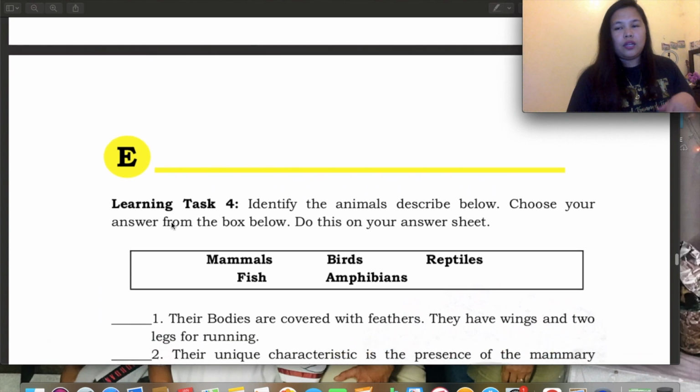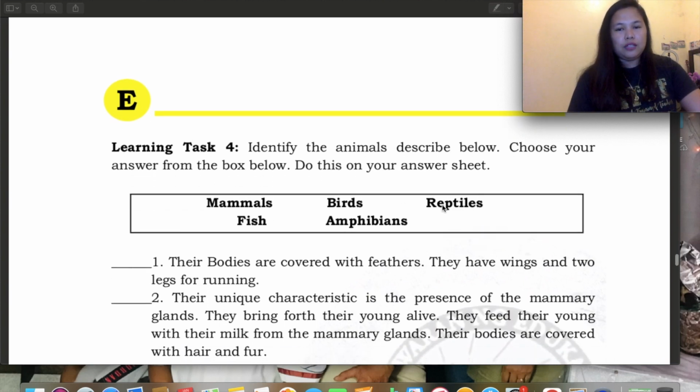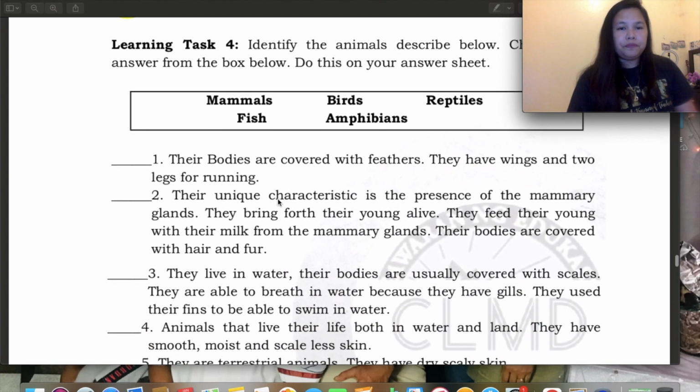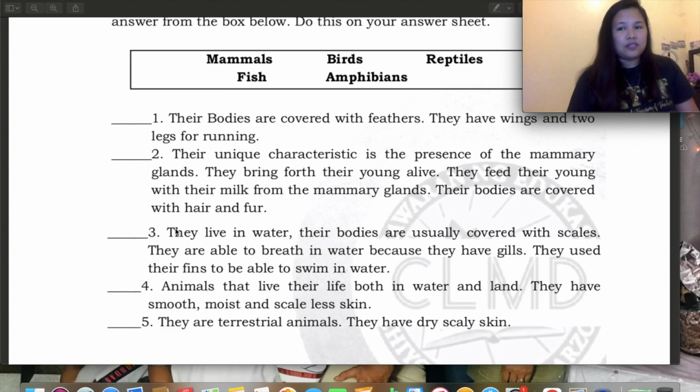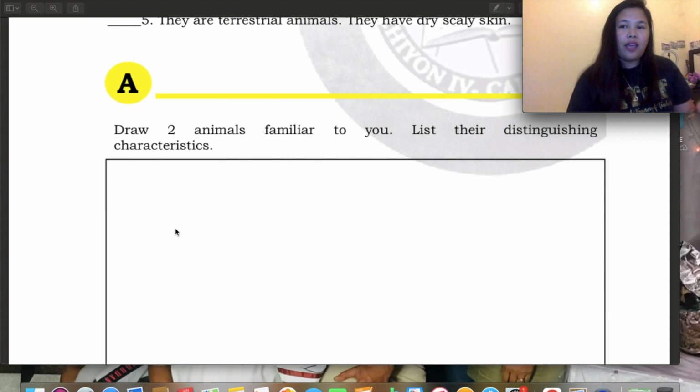Okay, now we're learning task 4. Identify the animal described below. Choose your answer from the box below. So, do this in your answer sheet. Okay, ito yung mga sagot. And then, you have to match the characteristics. And then, ito yung mga sagot. Basta kung ano yung na-match na ano, based in our previous na lesson na tackle natin kanina, madali na lang to. Okay?